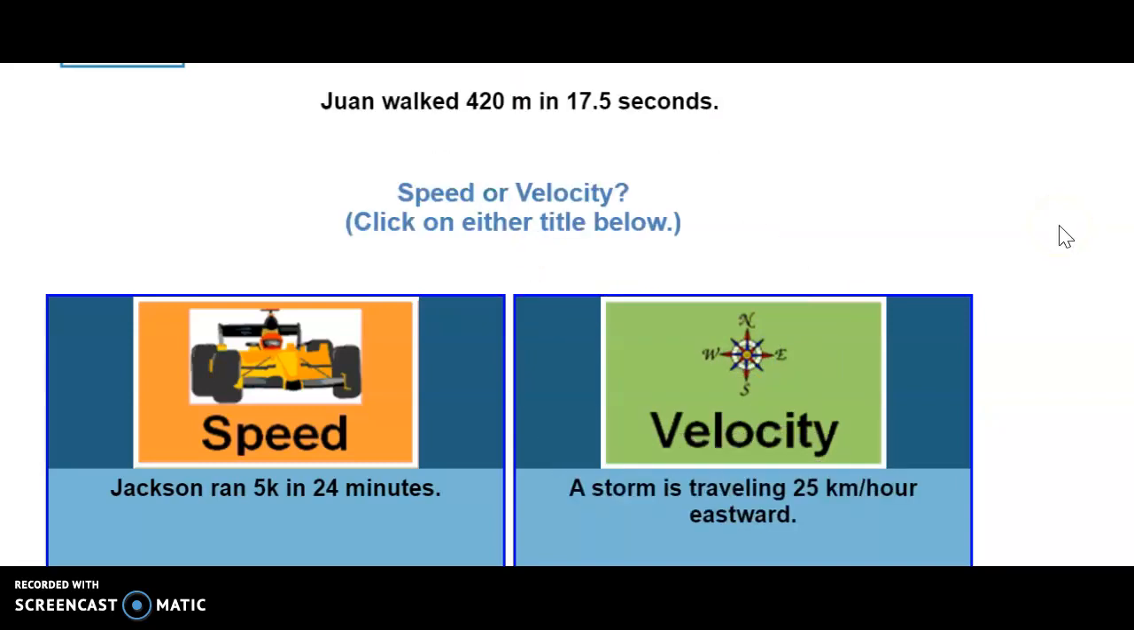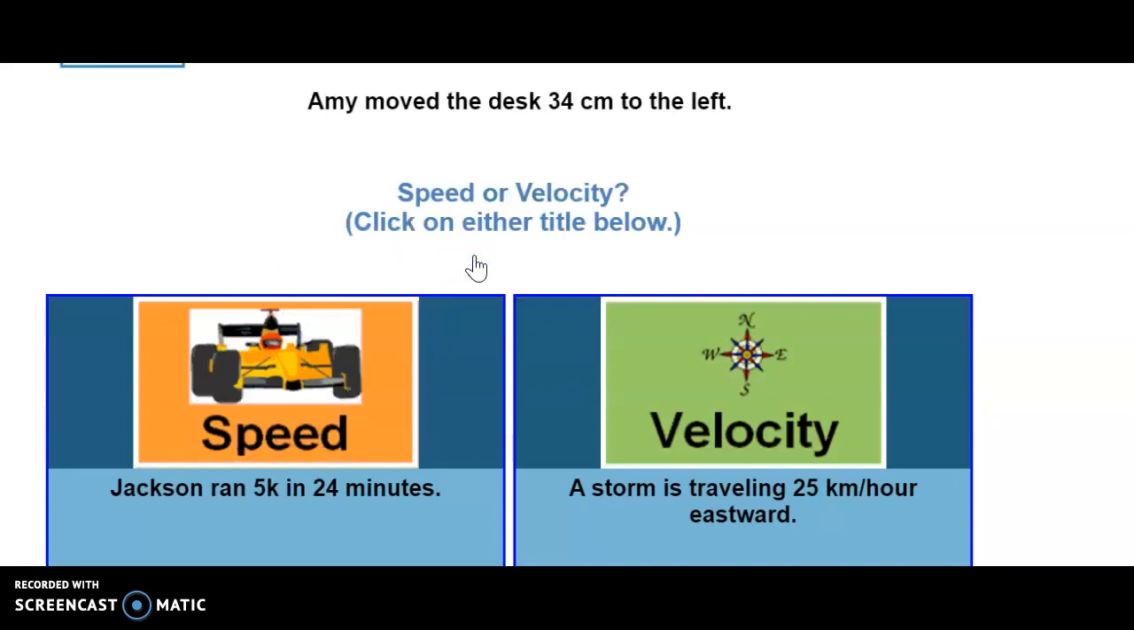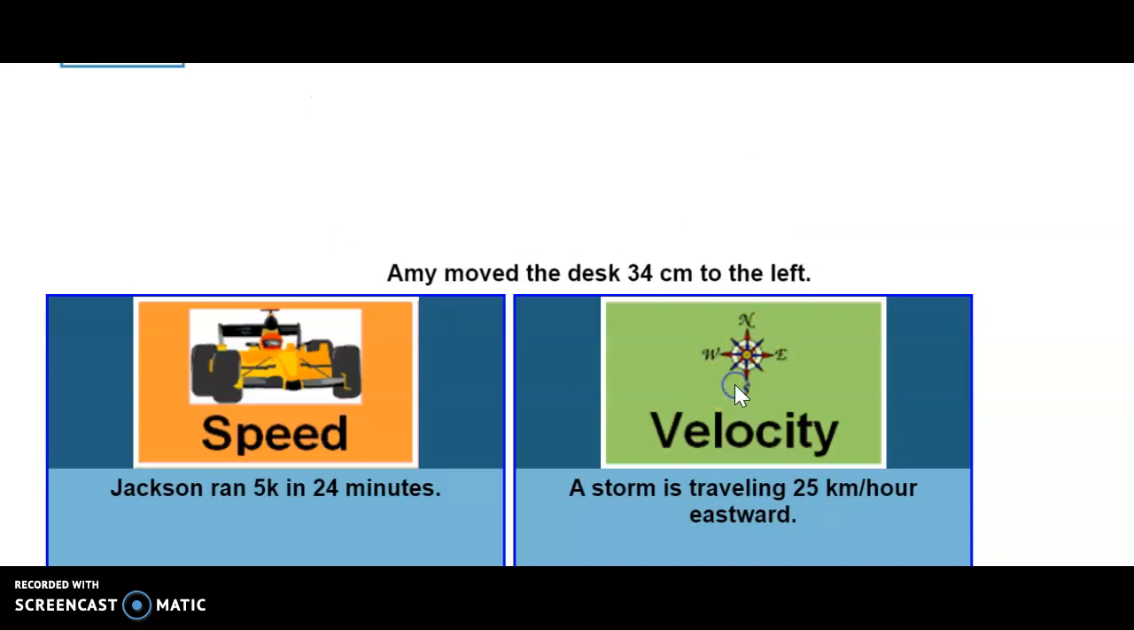Juan walked 420 meters in 17.5 seconds. If you said speed, you're right. There's no direction attached. Amy moved the desk 34 centimeters to the left. That one is velocity. We have the term to the left, which is a direction. There are more here, so feel free to go back to this and try out some of these interactive questions on your own.